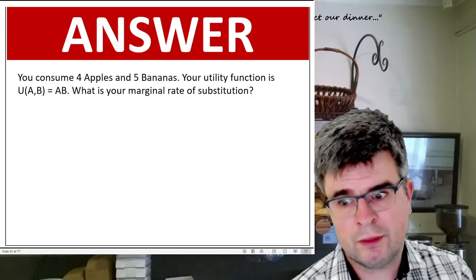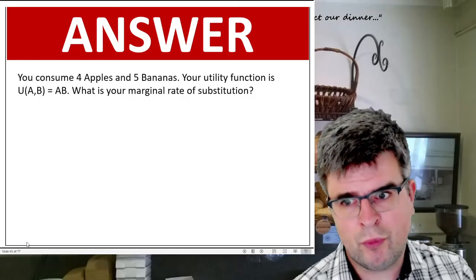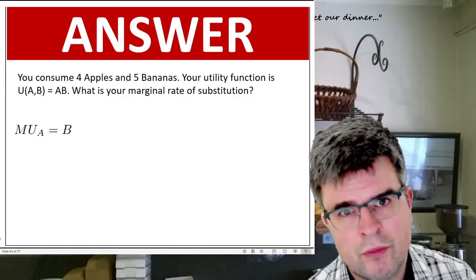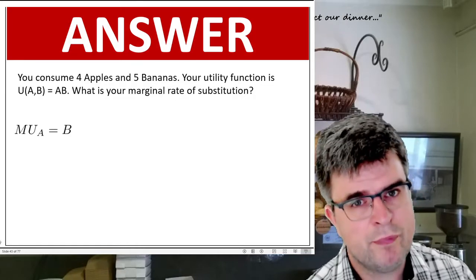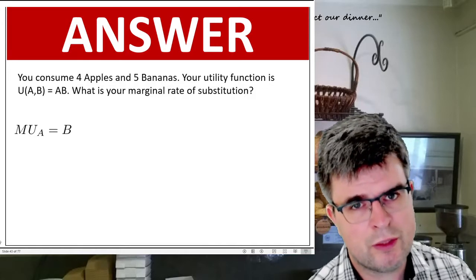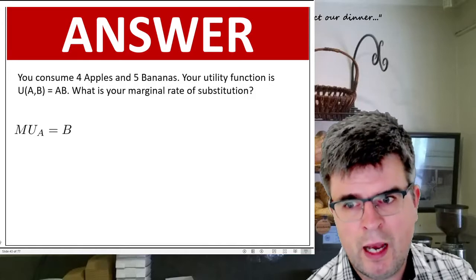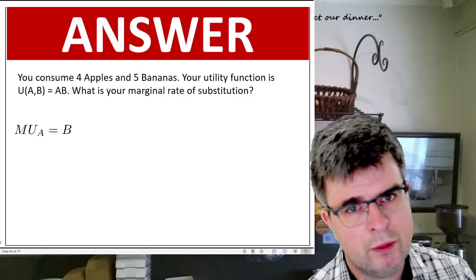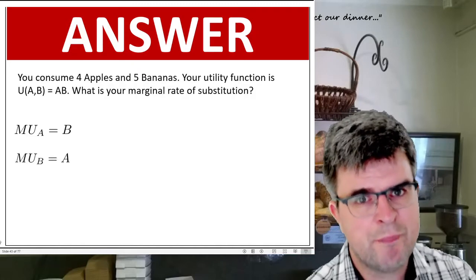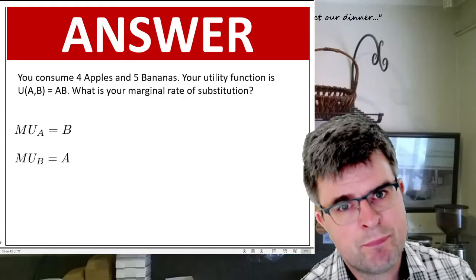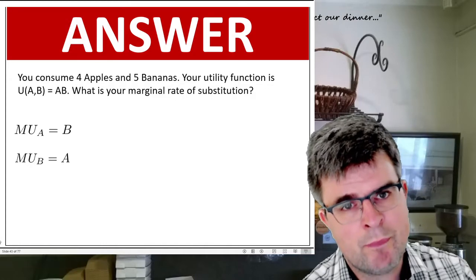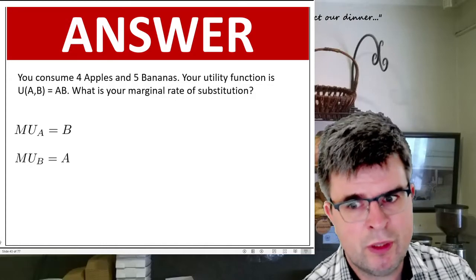And here is the answer. I will give the general form. So we take the derivative of the utility function with respect to a. Taking that, we are just left with the b. And if we take the derivative of the utility function with respect to b, then we're just left with the a. And we know that the marginal rate of substitution is equal to the ratio of the marginal utilities.